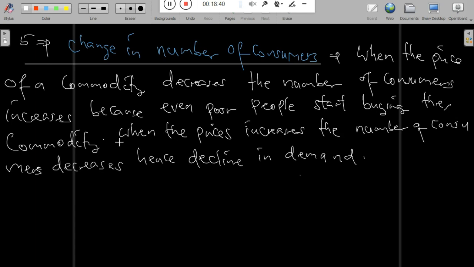But also the change in the number of consumers could be an effect. When the price of a commodity decreases, the number of consumers increases because even poor people start buying the commodity. And that's why when the price increases, the number of consumers decreases, hence the decline in demand.